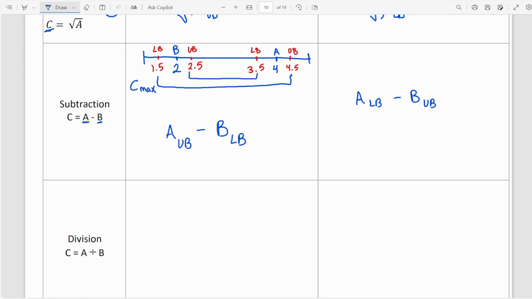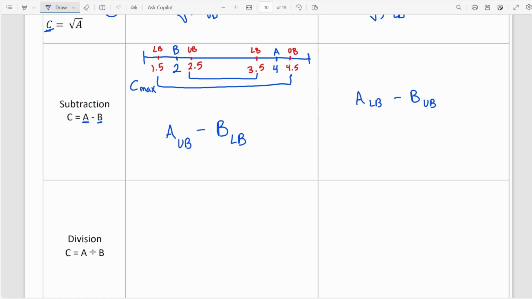So again, you need to understand that subtraction is the difference or the distance between two different numbers, okay? So when I say C max, which is the result, that means I want the maximum distance. So this right here is the maximum distance. It's A upper bound minus B lower bound. And if I want the minimum distance, then it's A lower bound minus B upper bound, okay? So I hope you understand this.